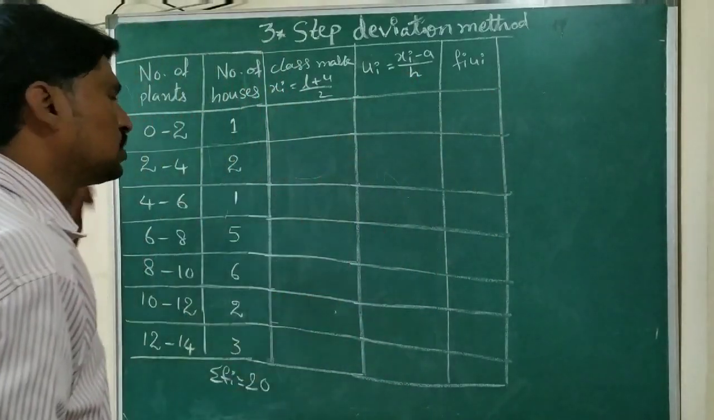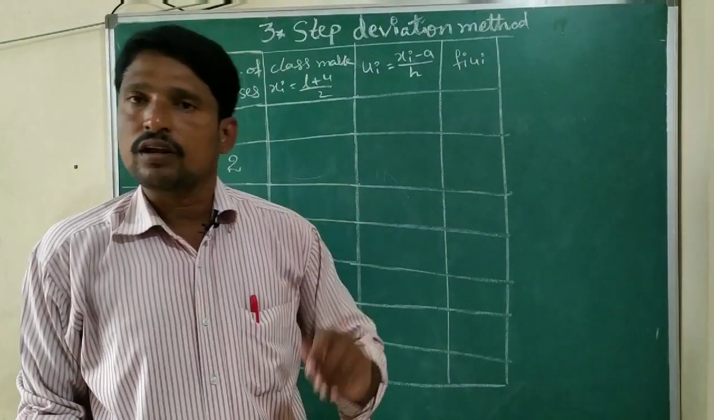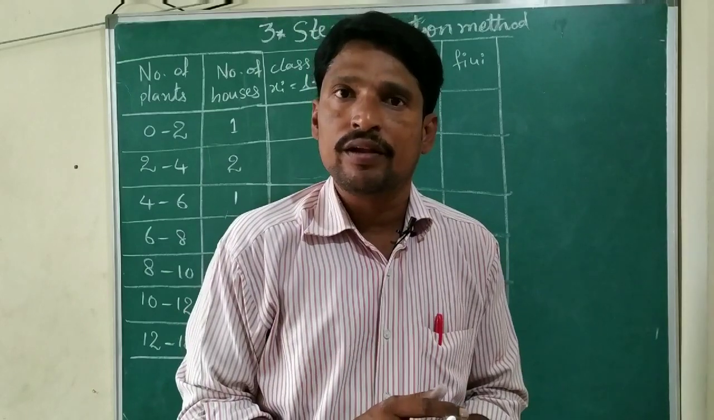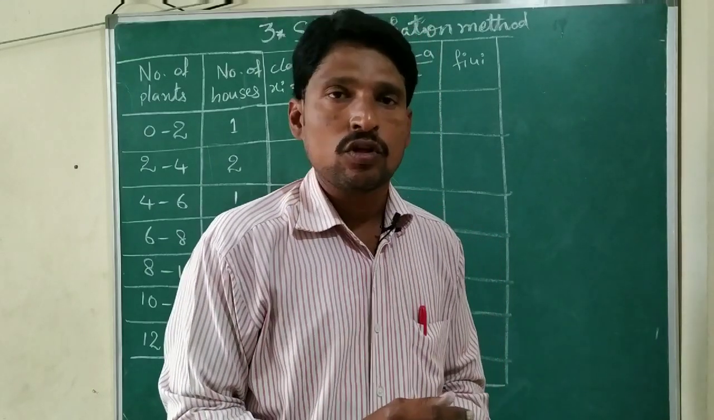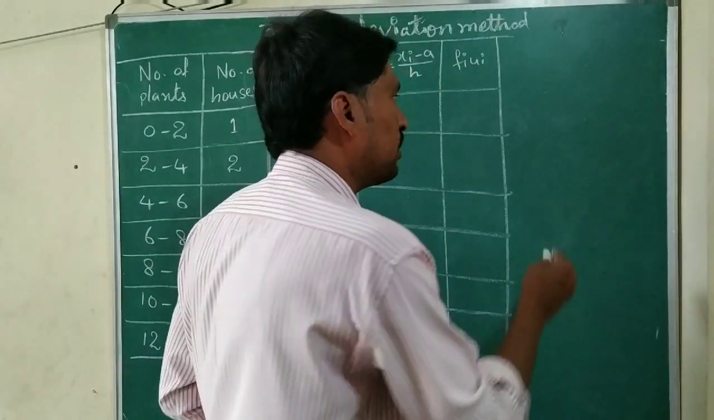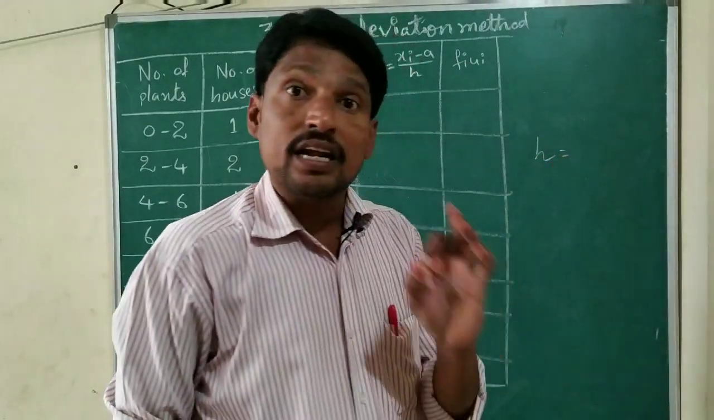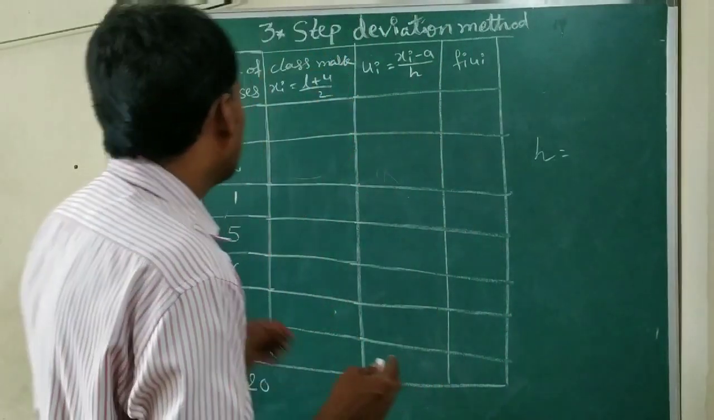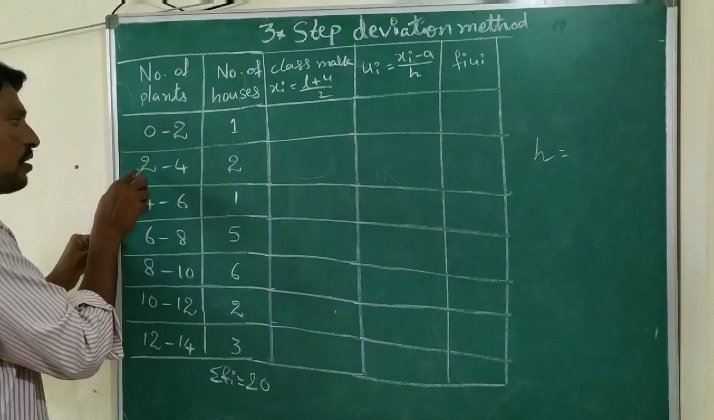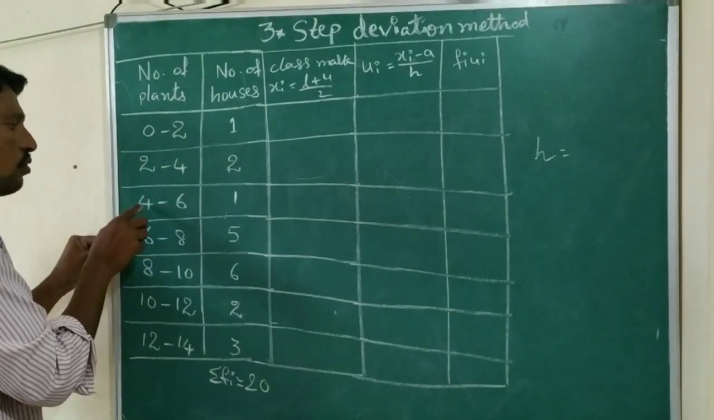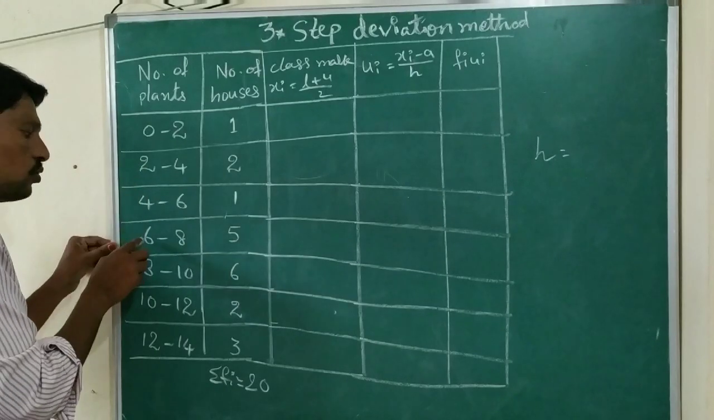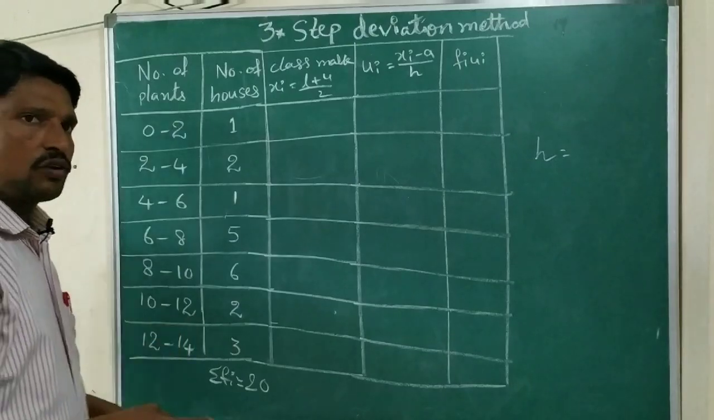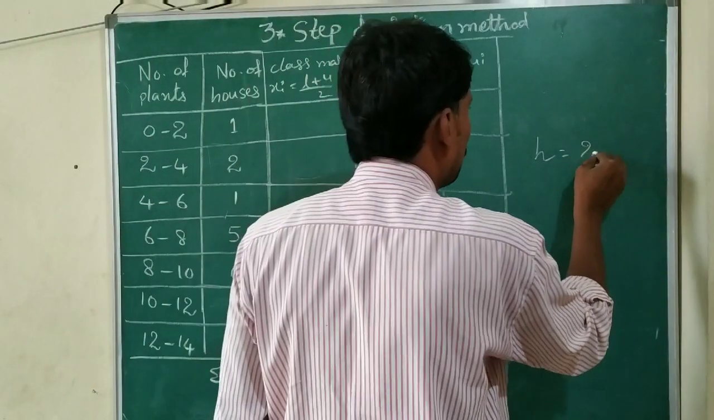So what is the h value? How do we find the height of the class? We take the difference between the lower limits or the upper limits of any two successive class intervals. Taking lower limits, 2 minus 0 gives 2, 4 minus 2 gives 2, 6 minus 4 gives 2. With upper limits we get the same. So the h value is 2.